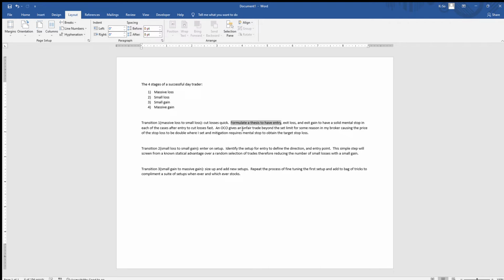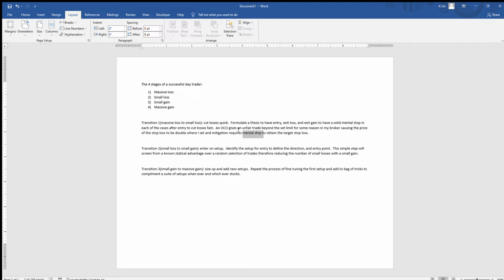An OCO gives an unfair trade beyond the set limit for some reason in my brokerage account, causing the price to hit the stop loss at about double where I set it. So I lose double the amount. So what I have to do is somehow compensate for that with a mental stop.